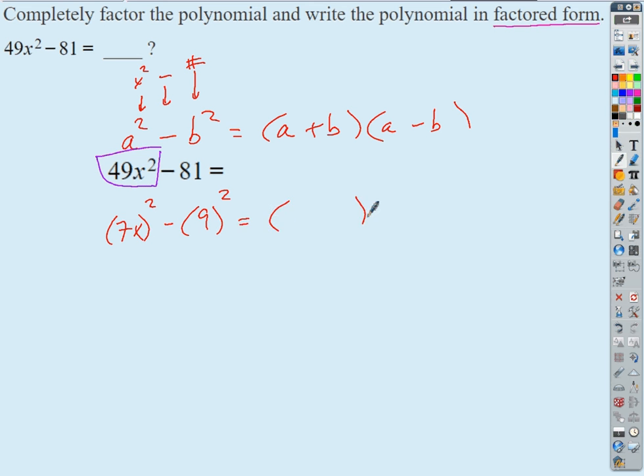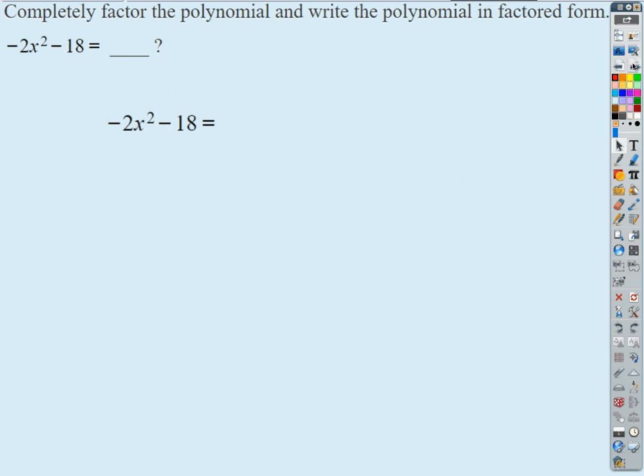And so the answer is just going to look like a, which is 7x, right, plus b, which is 9, times a minus b. And I'm done. And I know I'm done because if I look at both of those factors, there's nothing else I can do, right? Make sense? Okay?